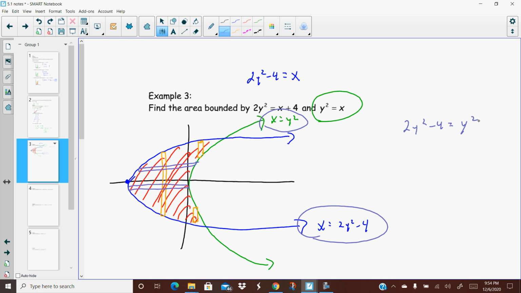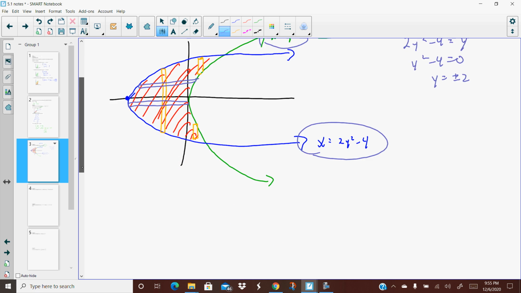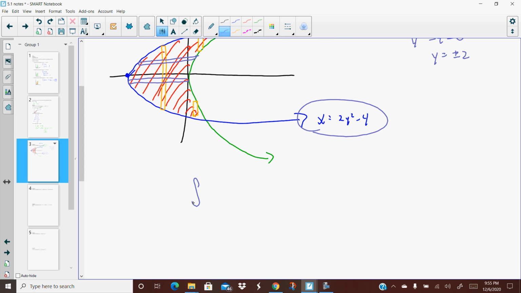So I'm going to subtract one of the y squareds to the left, and we'll get that y squared minus 4 equals 0. So you can either choose to factor this to (y minus 2)(y plus 2), or you can add the 4 to the right side. Just remember, when you take the square root, you'll have the plus or the minus 2. One way or the other, you get that y is going to be positive or negative 2. So now we have our bounds. Now we can go ahead and integrate. So I'm going to integrate from negative 2 to 2.